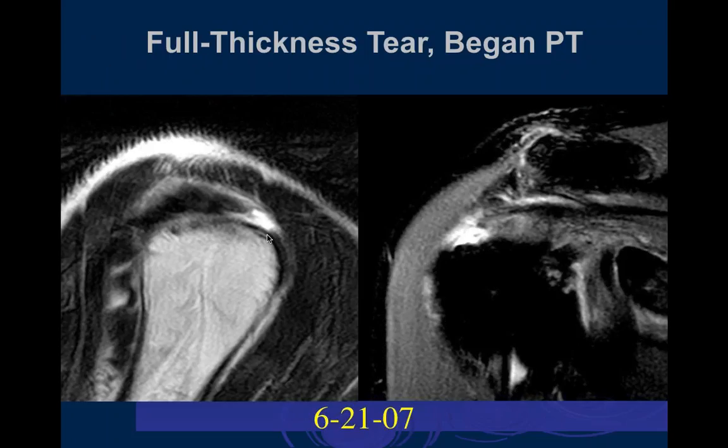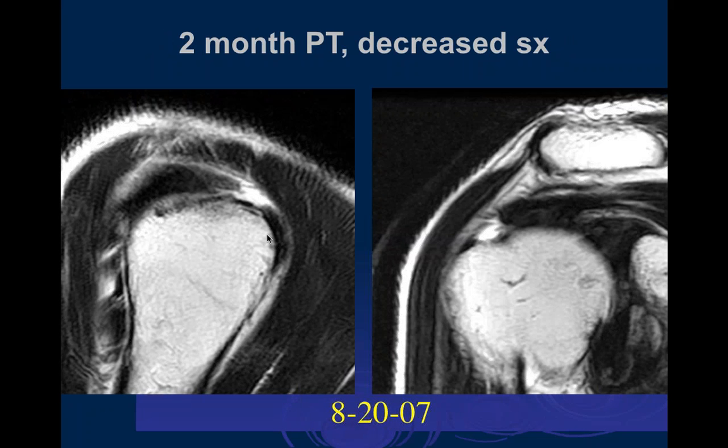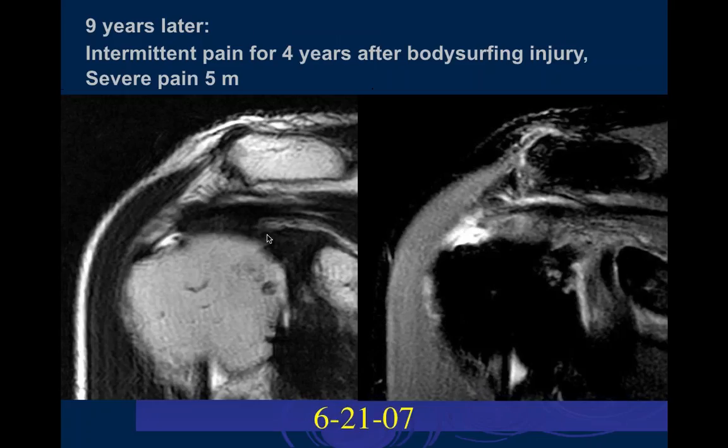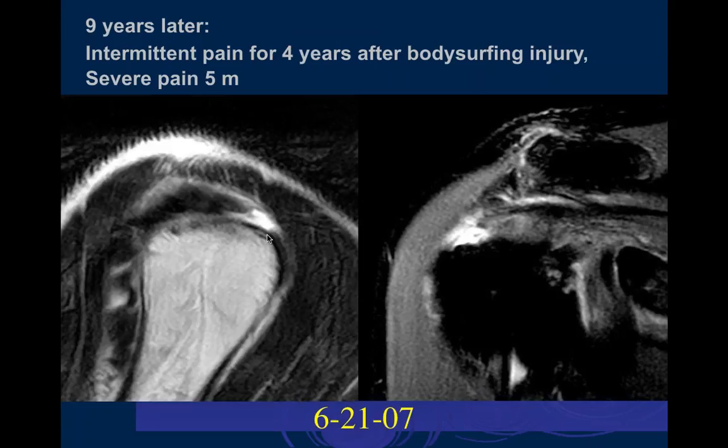At that time, there was a discussion. I was scheduled for surgery. The night before surgery, I called and canceled. So we decided on physical therapy. We began physical therapy, with the concept being to strengthen the tendons on either side of this, not stress the anterior supraspinatus much, and see what happens. So this is on 6/21/07.